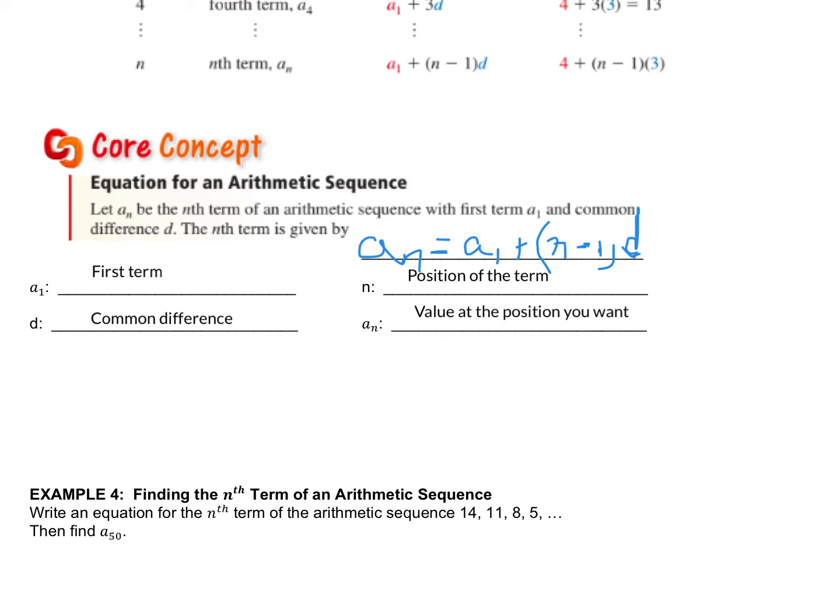So here is the development of that sequence equation. So a sub n is equal to a sub 1 plus, in parentheses, n minus 1, times d. So all those things basically mean: the first term is the a sub 1. N is the position of the term that you're looking for. D is the common difference. And the value of the position that you're looking for is that a sub n. So let's just do an example so you can see how that plays out.